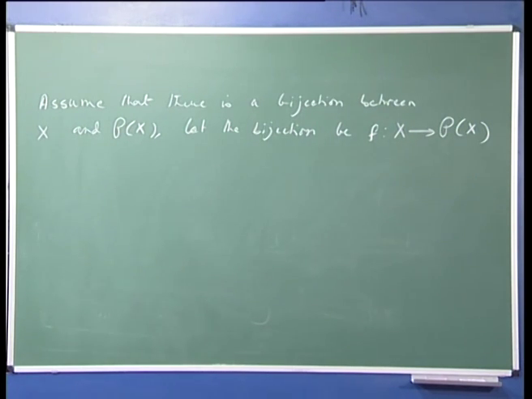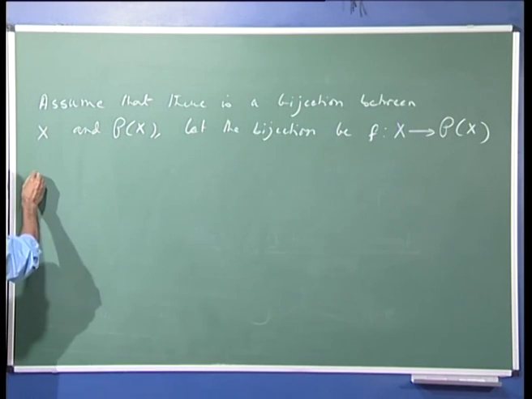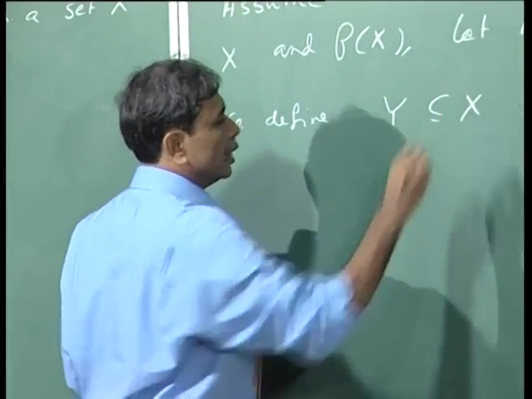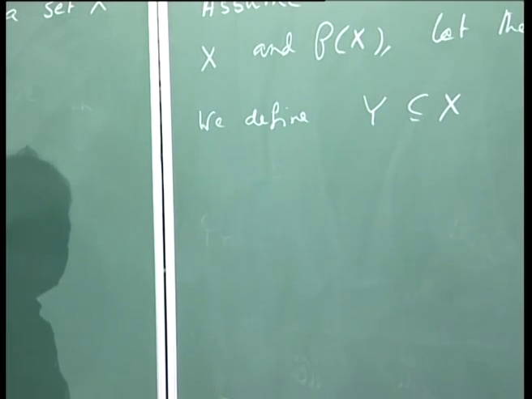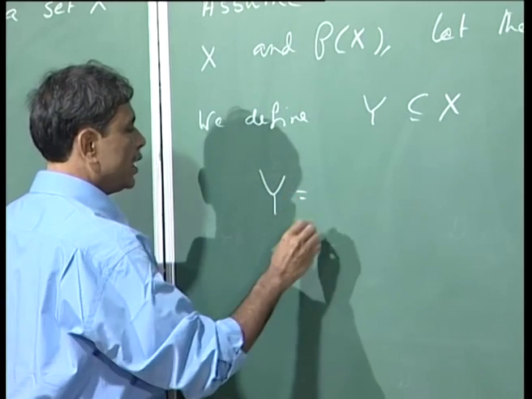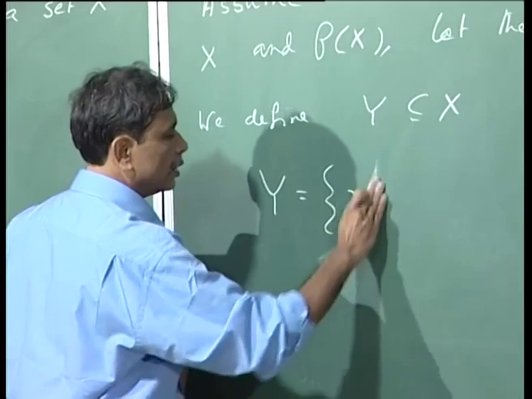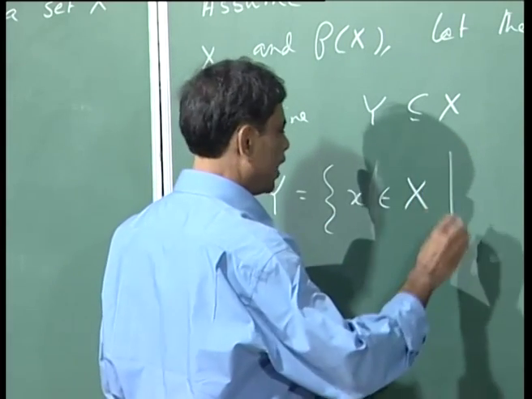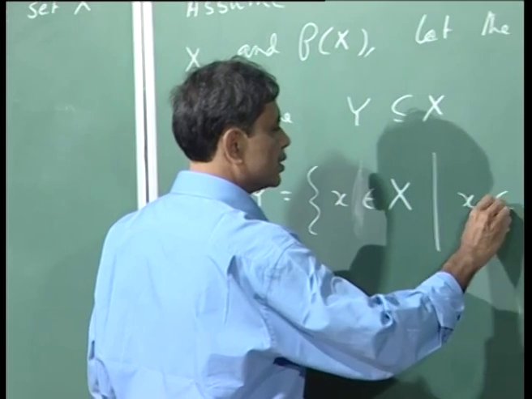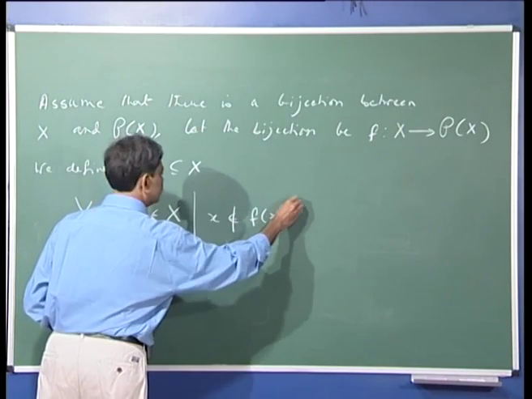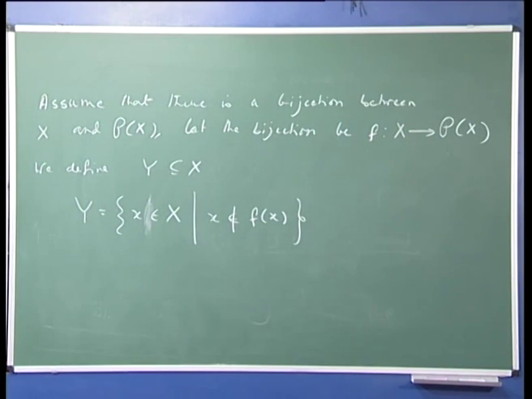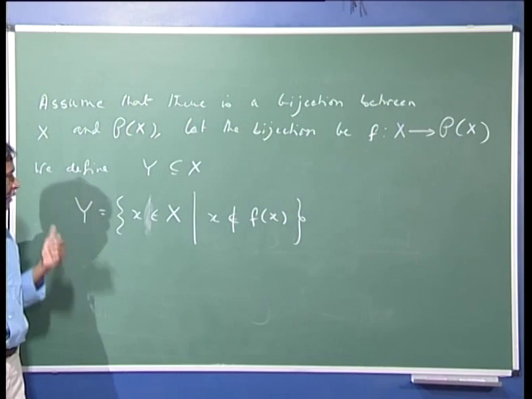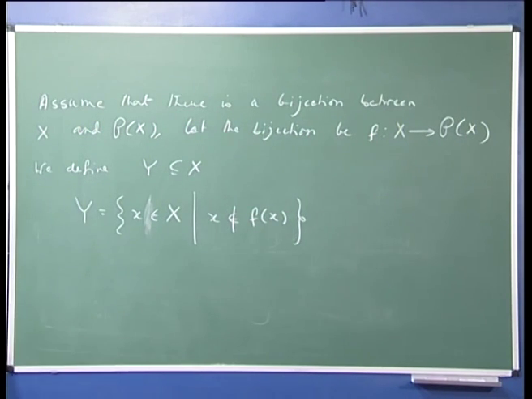Now, what we will do is define Y, which will also be a subset of X. The definition of Y is as follows: Y consists of x in X such that x is not an element of F(x). Right? This looks like a very innocuous statement, but it's a very interesting one, because we will see how this definition itself manages to prove this very general result.